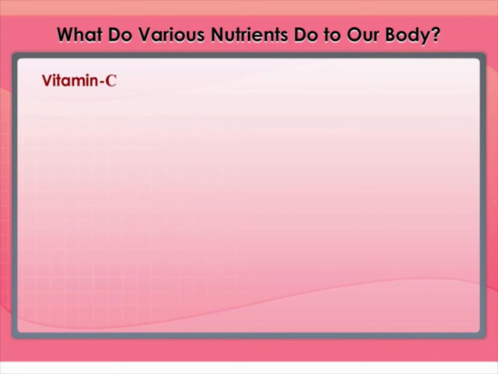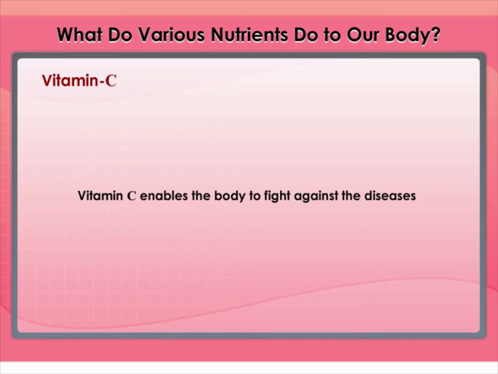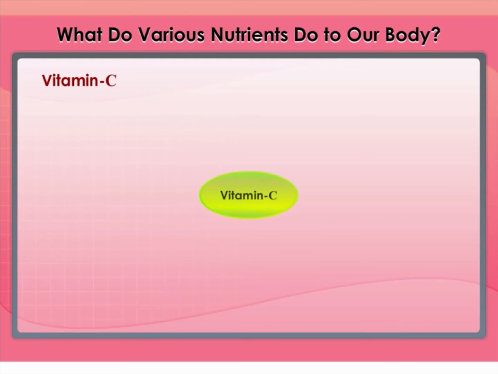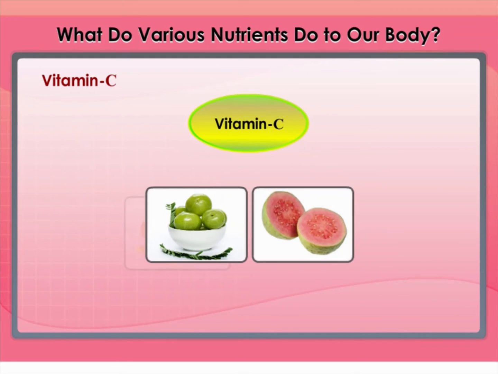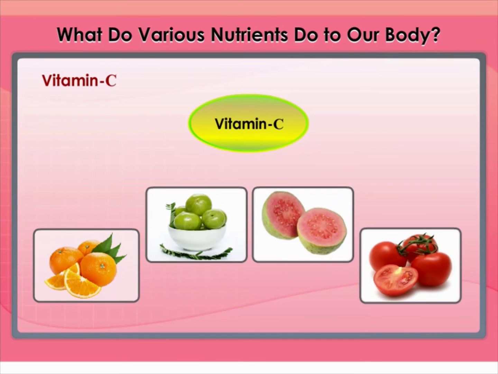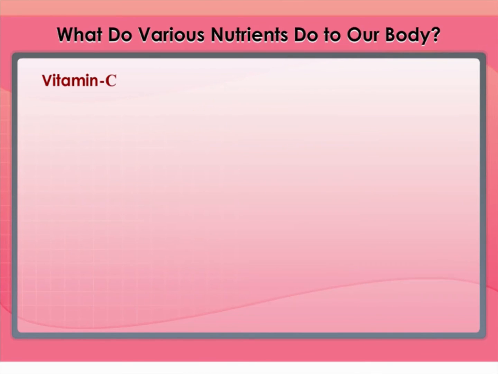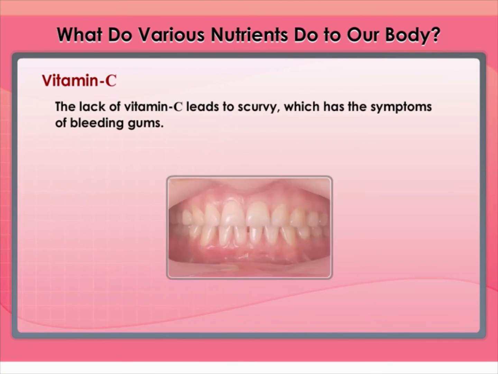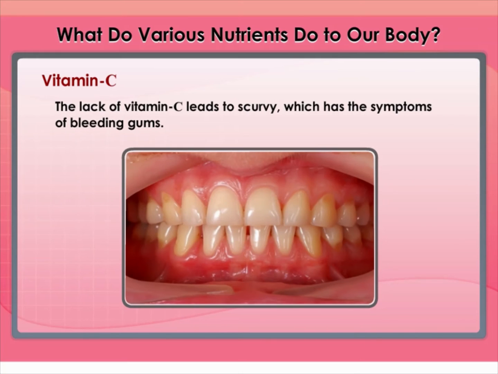Vitamin C. Vitamin C enables the body to fight against diseases. Few sources of vitamin C include amla, guava, orange, and tomato. The lack of vitamin C leads to scurvy, which has the symptom of bleeding gums.